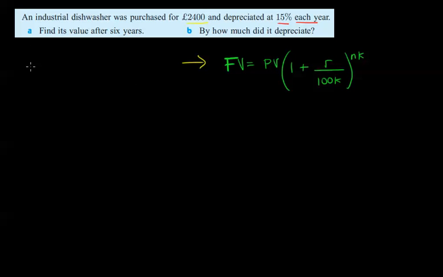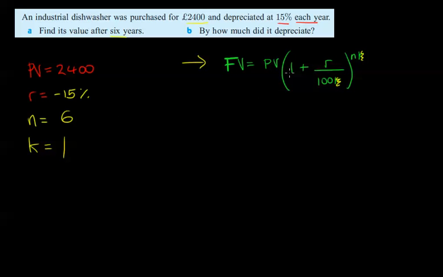Right, so first of all, the present value is 2,400. Now let's go through the different parameters. So the rate: it depreciates by 15%, so it's going to be minus 15. That means every year 15% is going to be taken off it. So the rate is minus 15. N, well, the question says 6 years, so that's just 6. K, well, with depreciation, it's only worked out once every year, so I don't actually need this here, because it's 1.